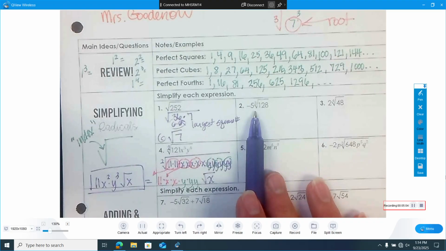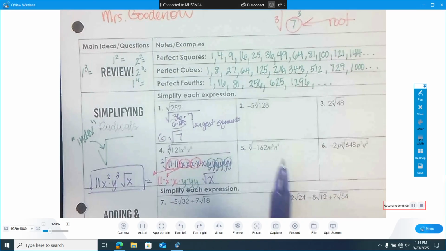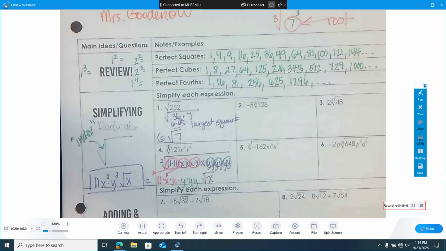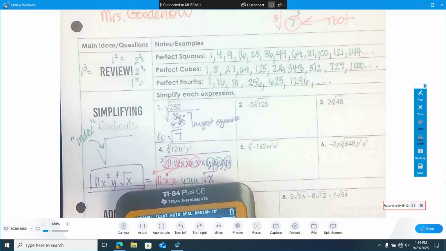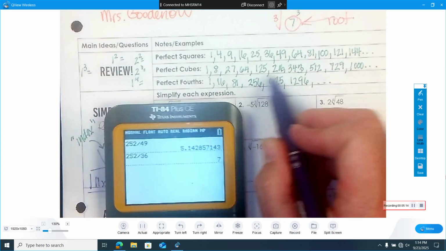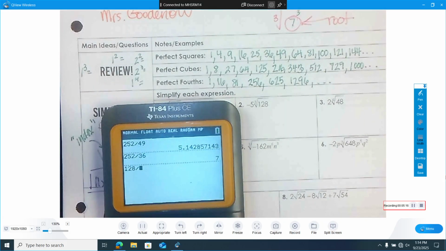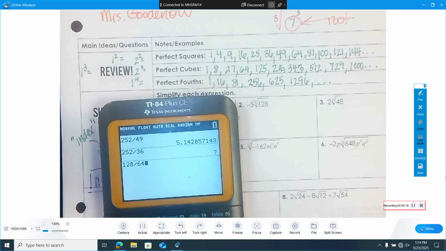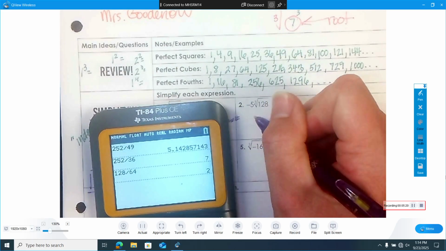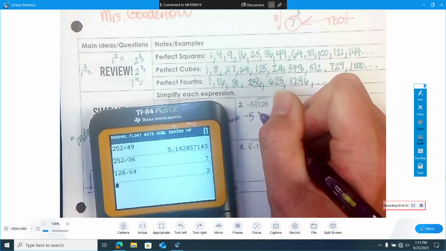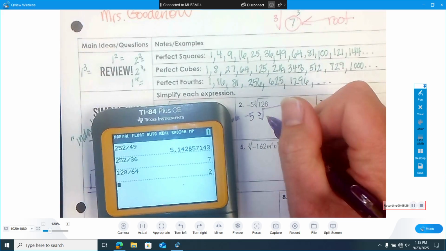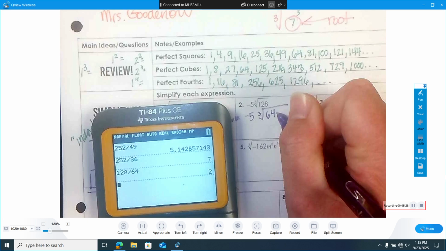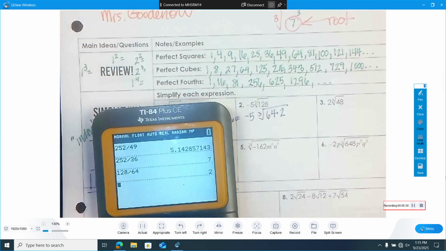Let's look at number 2. What's the index? It's a cube. So this is a cube root. We're looking for perfect cubes inside 128. Let's see, 128 divided by 64. Hey, that's a winner. So I have -5 and I want my cube root. And 128 divided by 64, nicely, is 64 times 2.